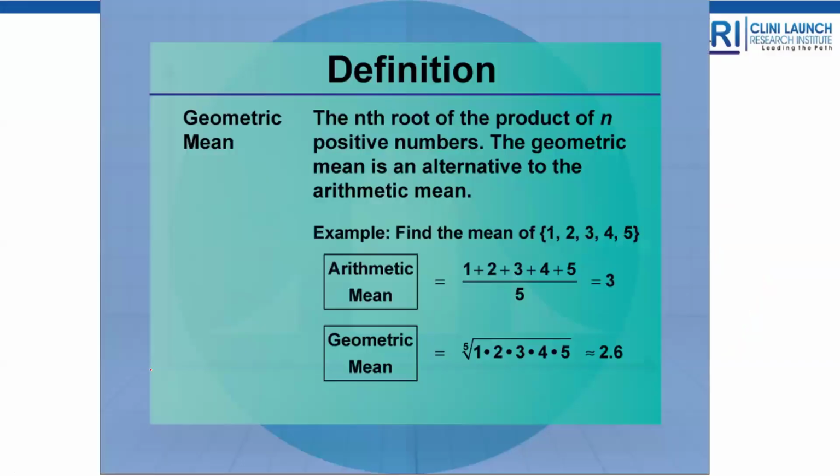Next we will learn the geometric mean in the next class. Before that, I want to show you the normal distribution curve. So give me a moment.